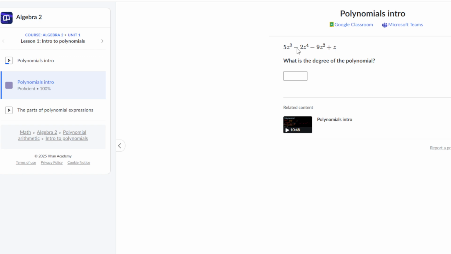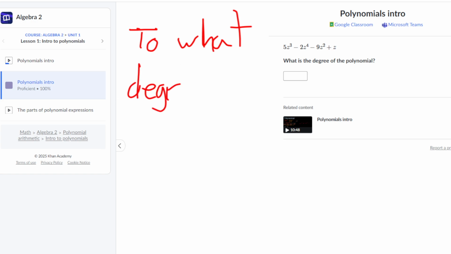5z to the power of 3 minus 2z to the power of 4 minus 9z to the power of 2 plus z. What is the degree of the polynomial? So if we're doing the degree of the polynomial, this is a very simple problem, but because we've already done it actually. So to what degree? To what degree? So when you are being asked this, to what degree?